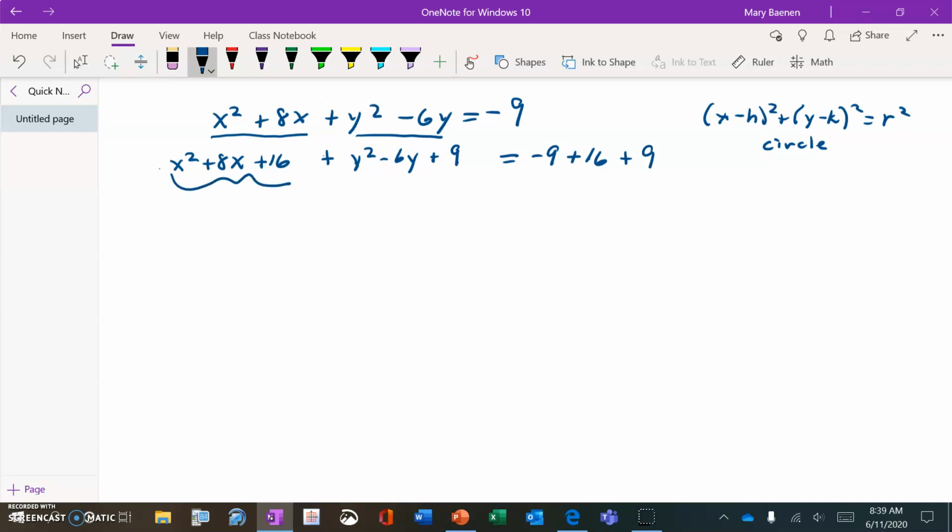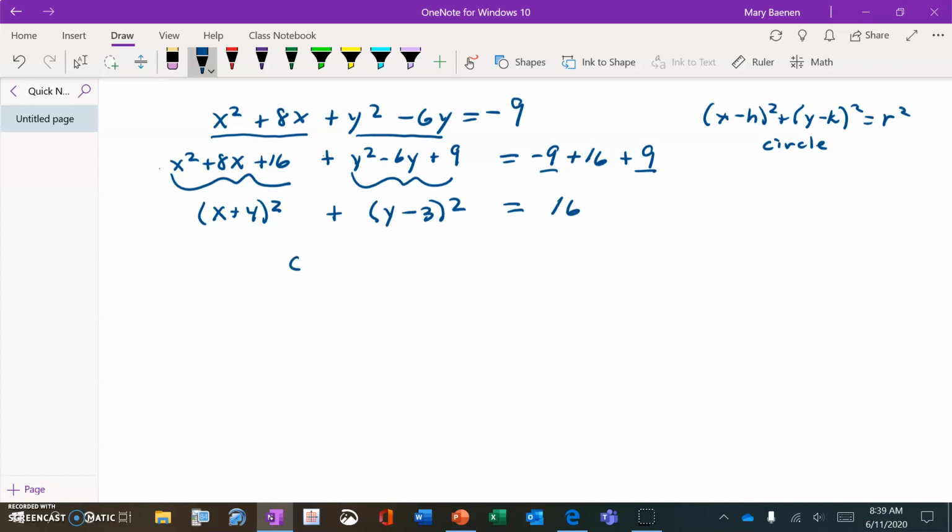Now, this is going to factor. Two numbers that multiply to be 16 that add up to be 8 are 4 and 4. This is x plus 4 squared. And this is two numbers that multiply to be 9 that add up to be a negative 6. Would be a negative 3 and a negative 3. So this would be y minus 3 squared. And over here, the negative 9 and 9 will be a 0, so I'll be left with 16.